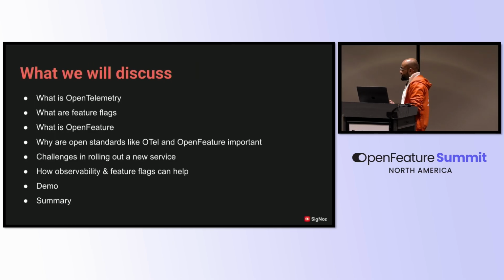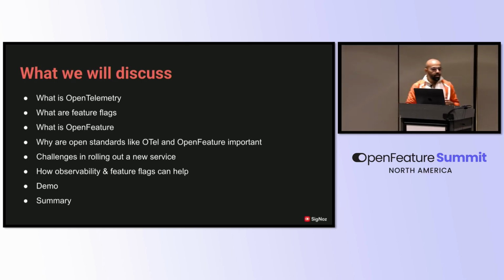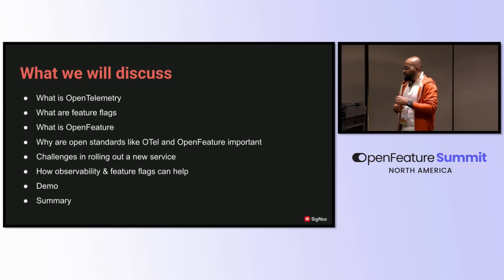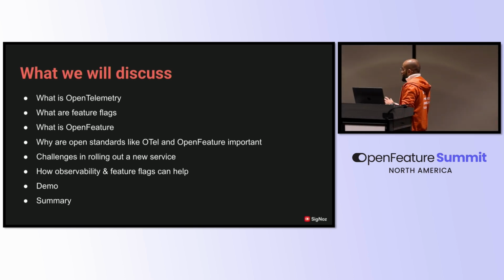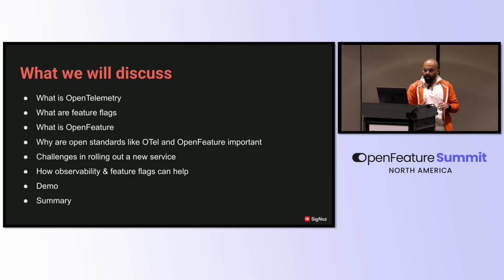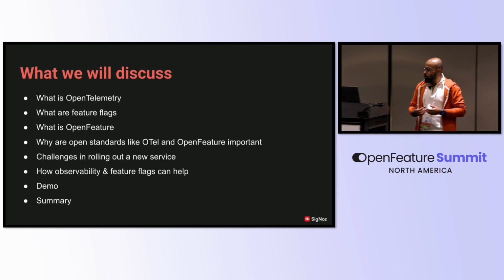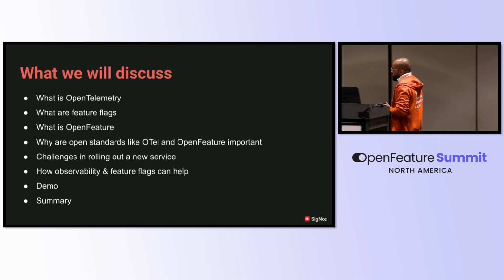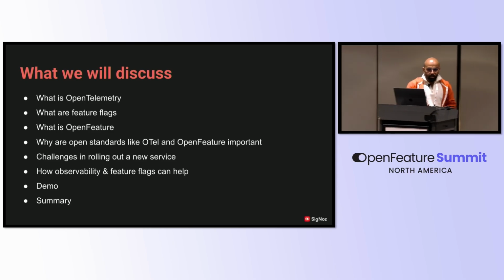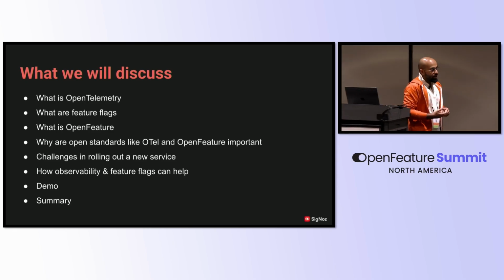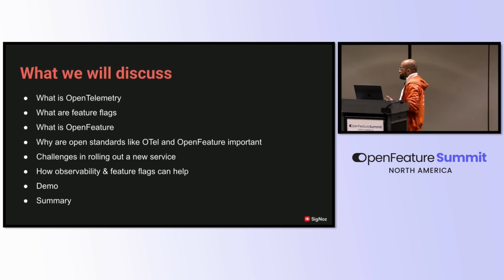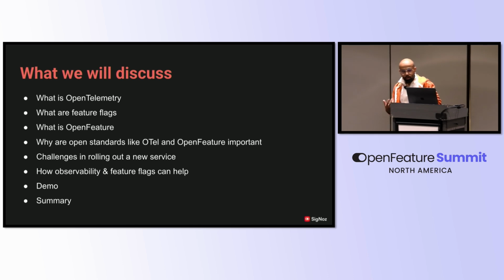So what we will discuss right now. There are a couple of things that I want to discuss in this presentation. One is what is OpenTelemetry. Second is what are feature flags and the difference between feature flags and OpenFeature. Apart from that, why are open standards like OpenTelemetry and OpenFeature important? And what are the challenges of rolling out new services in production environments? And how observability and feature flags can help to manage those risks. By the end of this presentation, we will also give you a demo and a quick summary of what happened.